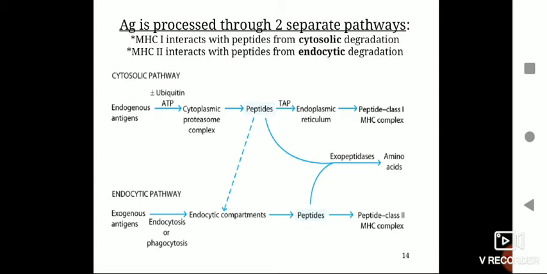So this proteasome will go and bind with the endogenous antigen and ubiquitin complex, leading to formation of the cytoplasmic proteasome complex, and this proteasome will break the endogenous antigen into smaller peptides. These peptides can undergo different pathways. One, it will be bound by TAP, another protein which is involved in transport of these broken peptides to the endoplasmic reticulum. This is one pathway.